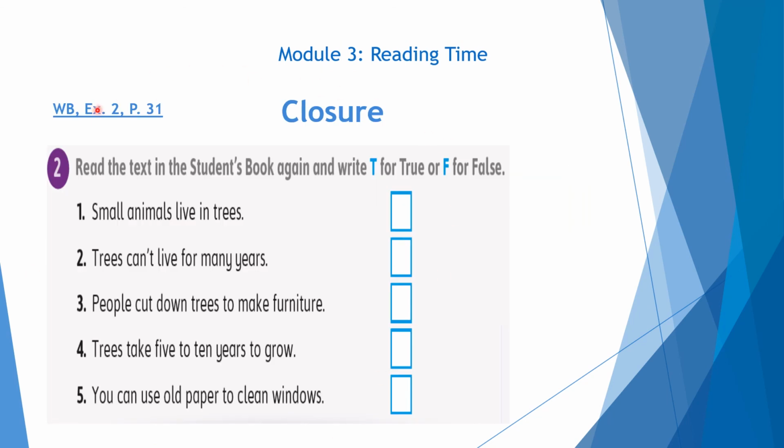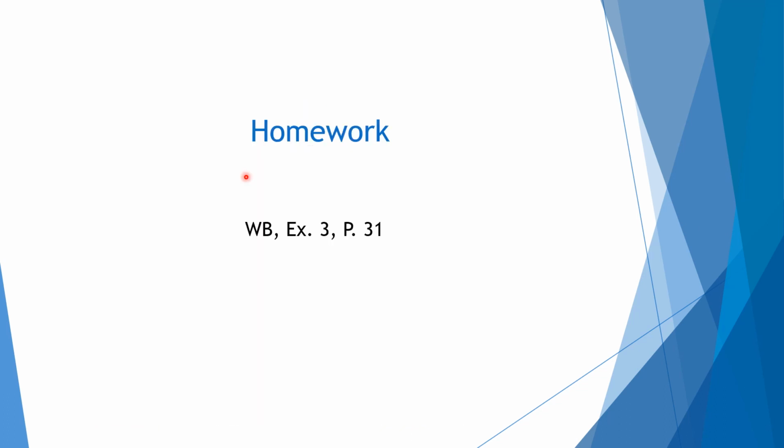Now to end everything, go to your workbook exercise 2 on page 31. Read the text in the student's book again and write T for true or F for false. Now I'll give you 3 minutes to do this exercise. Yes, number 1. Small animals live in trees. True. 2. Trees can't live for many years. False. 3. People cut down trees to make furniture. Well done. True. 4. Trees take 5 to 10 years to grow. False. 5. You can use old paper to clean windows. True. Your homework is to go to your workbook exercise 3 on page 31.